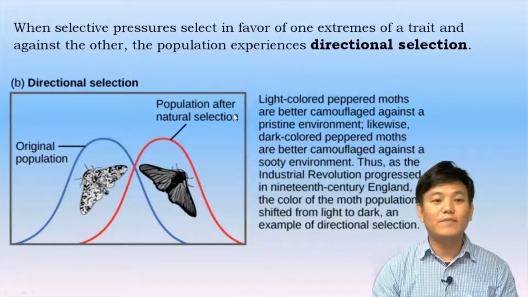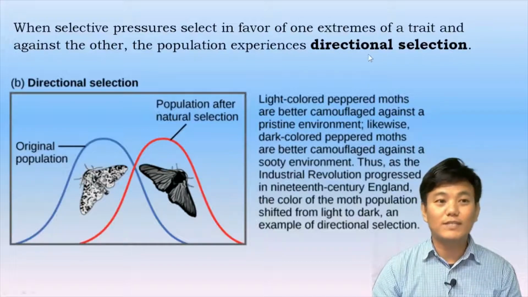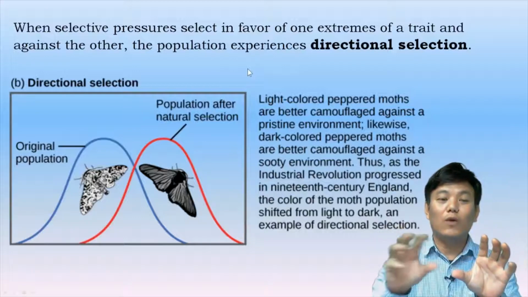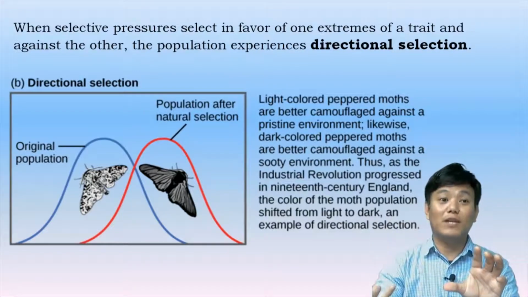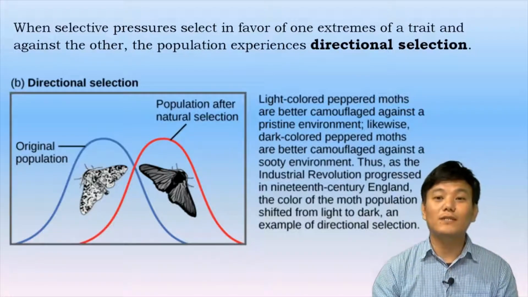So the second type of natural selection is directional selection. For directional selection, when selective pressure selects in favor of one extreme of a trait and against the other, the population experiences directional selection, right? So in directional selection, out of the two extreme traits, one extreme trait is favored by natural selection against the other. So that will result in directional selection.